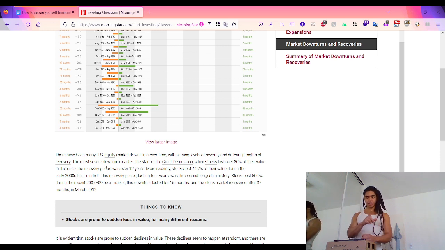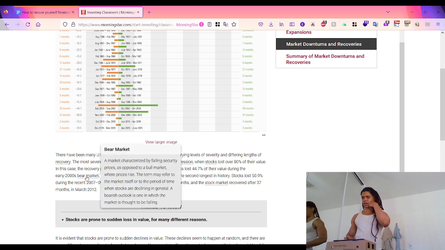More recently, stocks lost 44.7% during the early 2000s dot-com bubble bear market. What do they mean by a bear market? A market characterized by falling security prices, as opposed to a bull market where prices rise. The term may refer to the market itself or to the period of time when stocks are declining in general. A bearish outlook is one in which the market is thought to be falling.